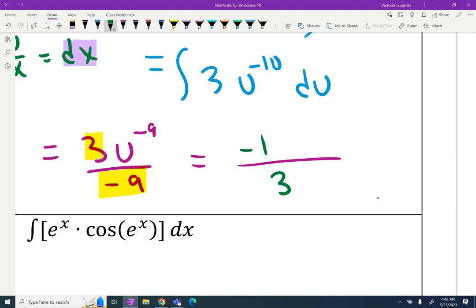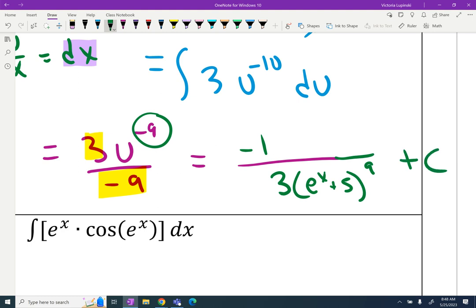Then you have to take this negative 9 and you're going to move it to the bottom. So you're now going to get something to the 9th. As far as what the something is, it's whatever u was. So e to the x plus 5, and then end it with a plus c.